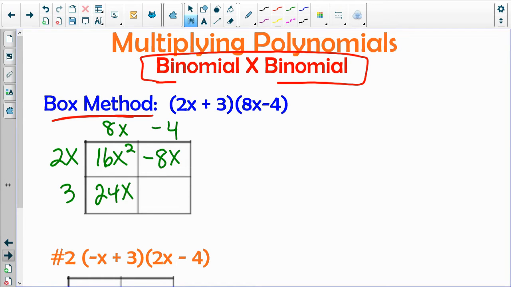24x, good. And then Branson, how about the negative 3 and the 4, or the negative 4 and the 3? Negative 12. So that's how you fill in your box. You multiply the two that make your box. Any questions so far on that?